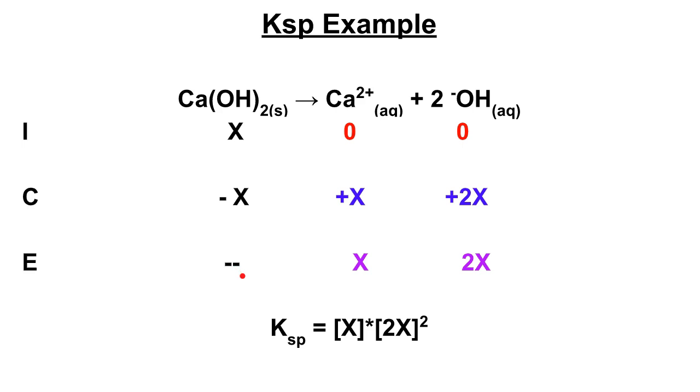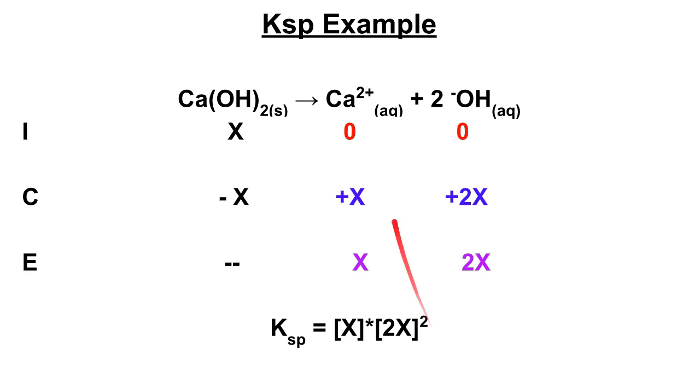So then at equilibrium, we would say that we have X calcium and we would have the hydroxide as 2X. Again, at equilibrium, solid, we do not consider or count. So we are not interested in adding that into the KSP equation. So what does this become? For KSP, this becomes x times 2x squared.